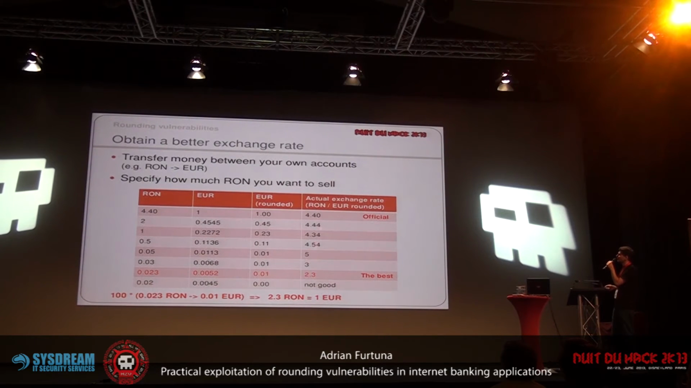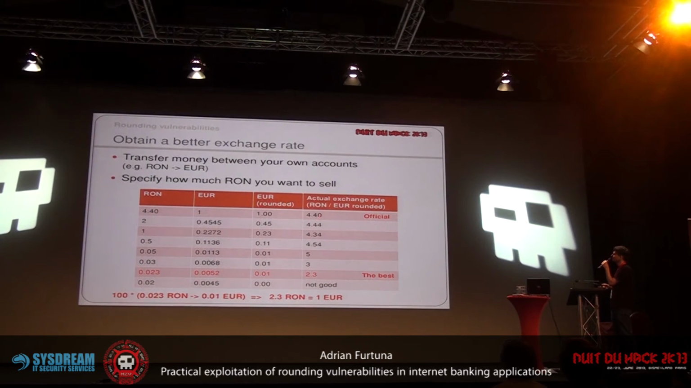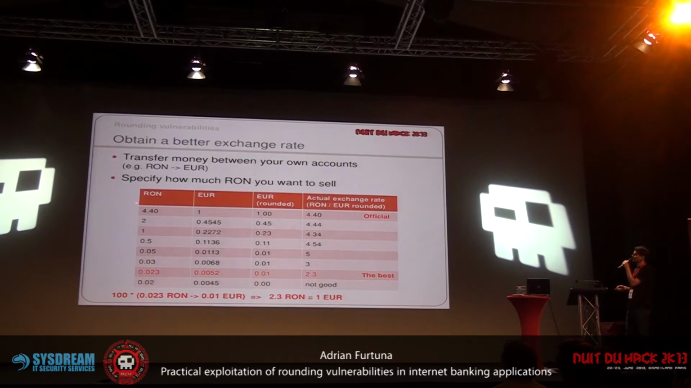This is an example from a real pen test that I did. So I had 2 accounts, a RON account and a euro account, and the official exchange rate was 4.4 RON per euro. So if you exchange 4.4, you receive 1 euro. It will not be rounded, it's 1 euro, and this is the official exchange rate. But what happens if we exchange lower amounts?